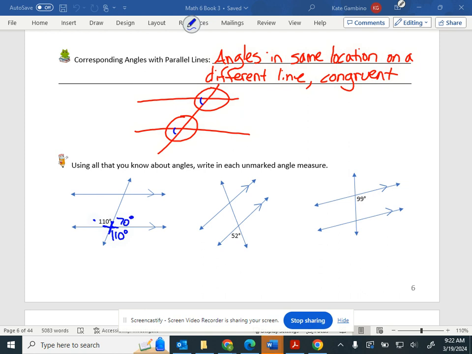Because it's a straight line, so they have to be supplementary. And then if I know this one is 70, I know this one is 70 because they are opposite of each other. I can fill in that top section because they are corresponding and all of my angles will match up.